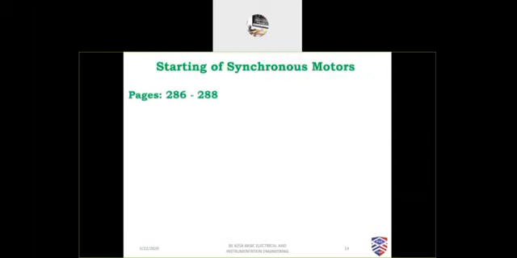Now, the starting of synchronous motor. We have a book, you can look at it, page number 286 to 288. There are 4 methods given. The first uses a pony motor. That means the motor has two ends, the driving side and the non-driving side, and on the non-driving side you have a motor. The pony motor is an induction motor.